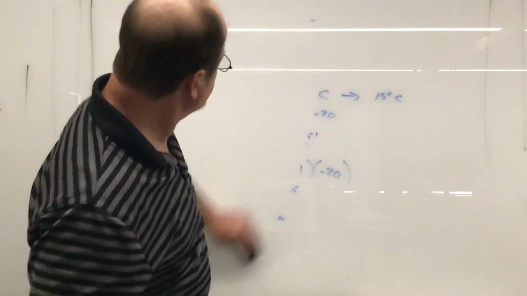So that is contraction, and we'd have the same kind of thing with expansion. It would grow that much if it was reversed and we're going from 15 to 35.